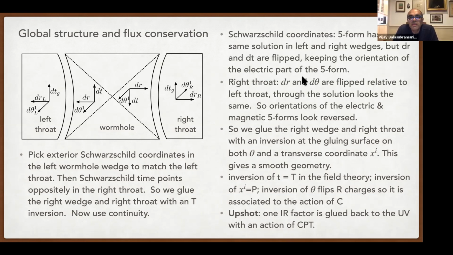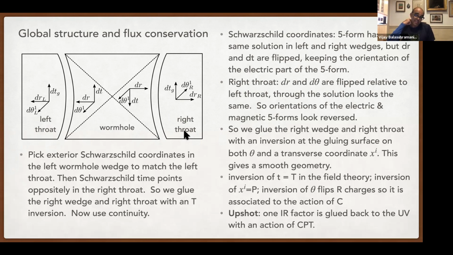So suppose we go ahead and do this, and then I'm going to say that in the Schwarzschild coordinates, the phi form has the same solution in the left and right wedges, but both the dr and the dt are flipped, keeping the orientation of the electric part of the phi form. So then what we're going to do is, if I go to the right throat in these coordinates, the r and the theta are flipped relative to the left throat, so that although the solution looks the same, the orientation of the electric and magnetic phi forms look reversed.